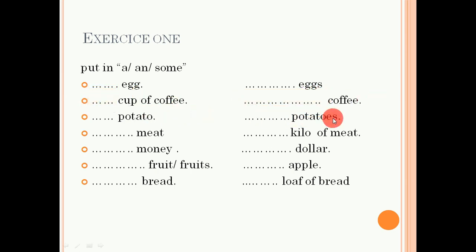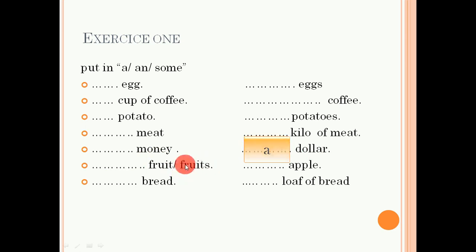Potatoes is countable plural. Potato is countable singular. A potato, some potatoes. Meat is uncountable, so we say some meat. Kilo is countable, so we say a kilo of meat. Money is uncountable, we say some money. Dollar is countable, we say a dollar.